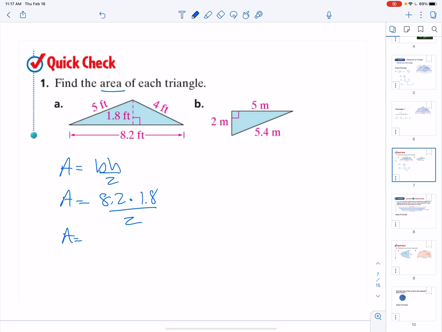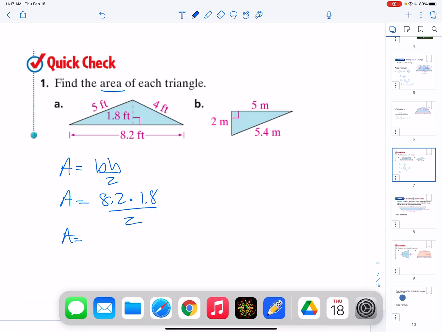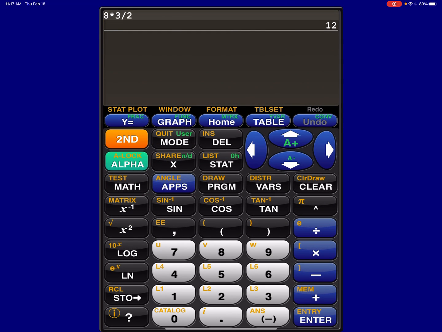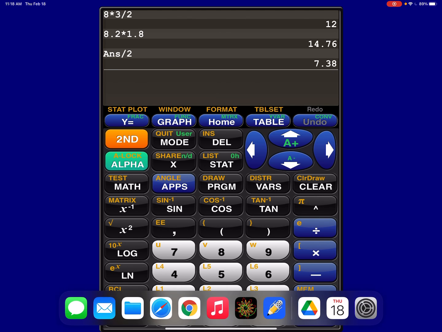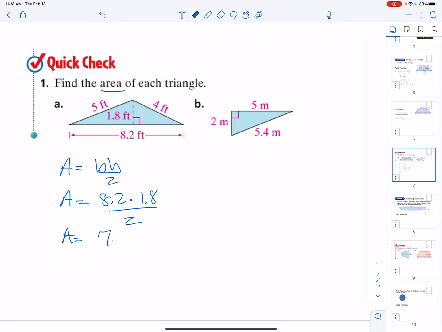So area is equal to, now in this particular instance, I'm going to have to pull up my calculator to be able to do this. So I got 8.2 times 1.8 equals, and then I'm going to divide that by 2, and we end up with 7.38. So 7.38, and in this case, feet squared. Okay, there are no rounding instructions, so I leave my answer as is.